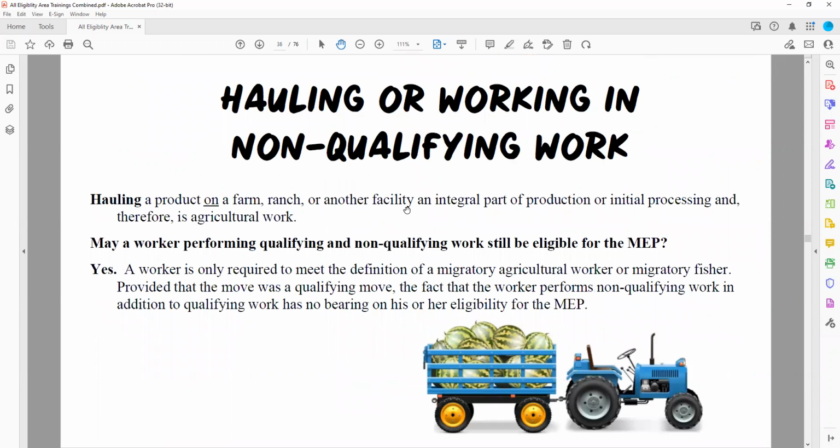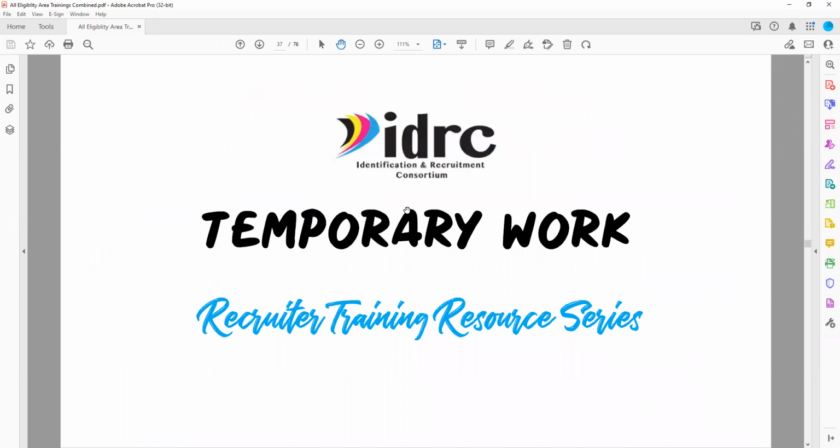So remember, we talked a little bit about hauling lumber off of a location, maybe to a mill. Any hauling that's on farm, for example, maybe you take the watermelons from the field over to a shed where they're going to pack them. That could be qualifying, but it has to be on farm. It can't be transporting it to another farm or another location.